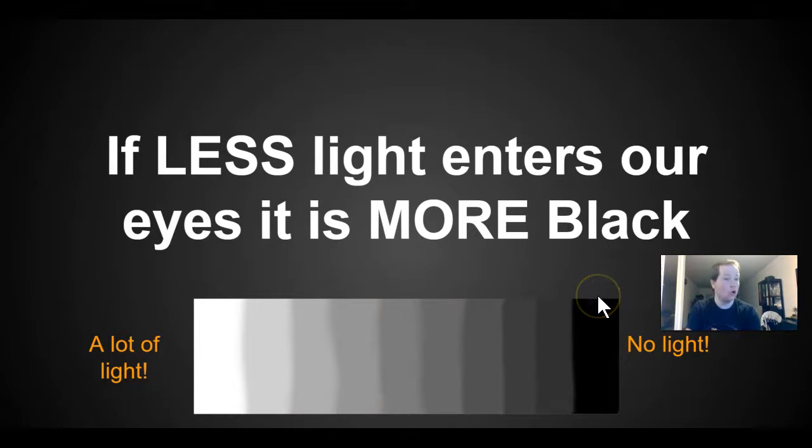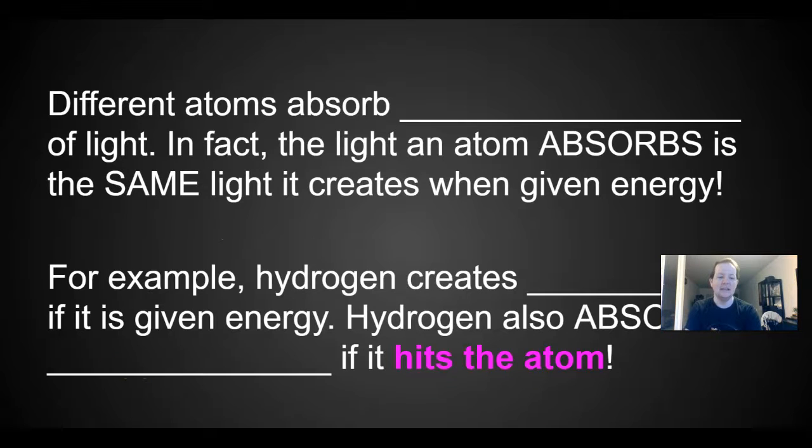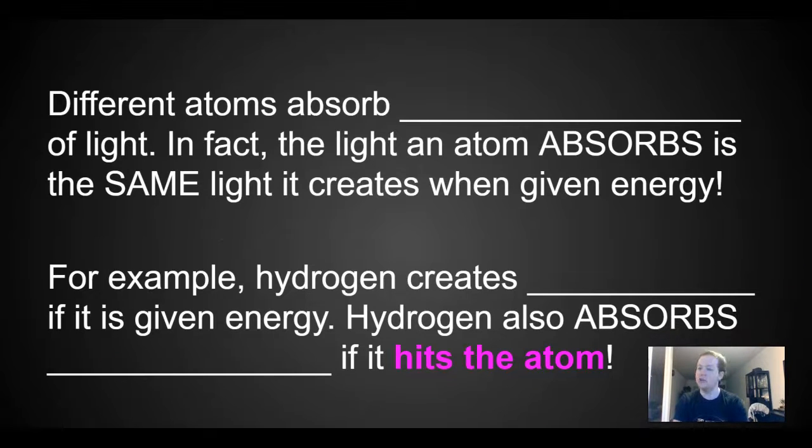So if you don't see light, if light does not enter your eyes, it is more black. Oh, okay. Let's do a little more learning. You're not writing this down, but let's go through this carefully. Different atoms absorb different types of light.